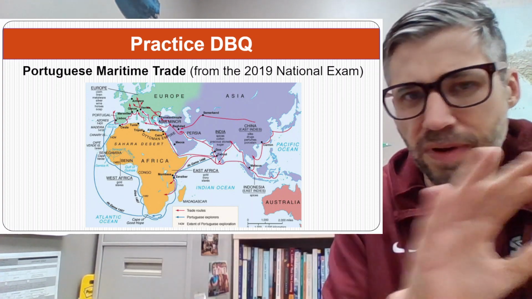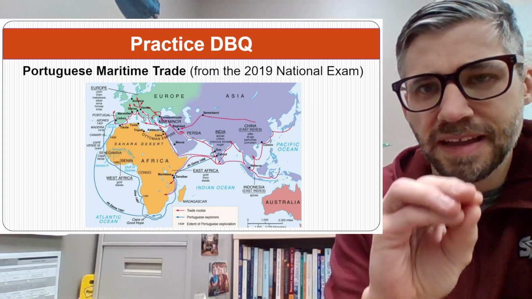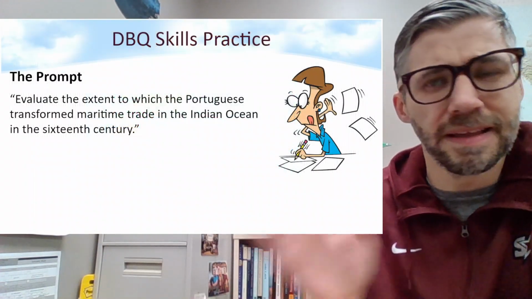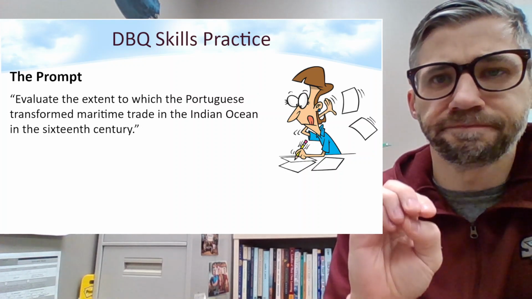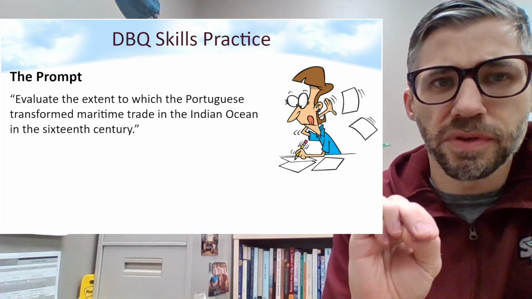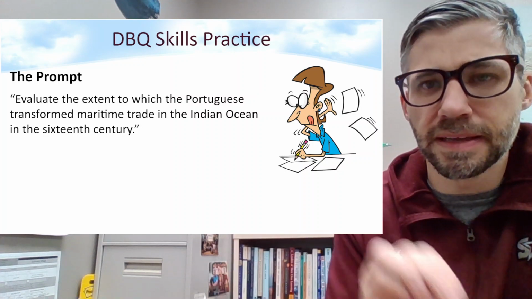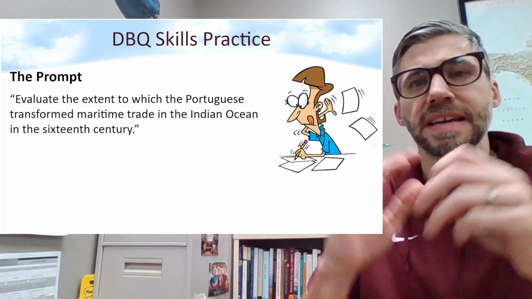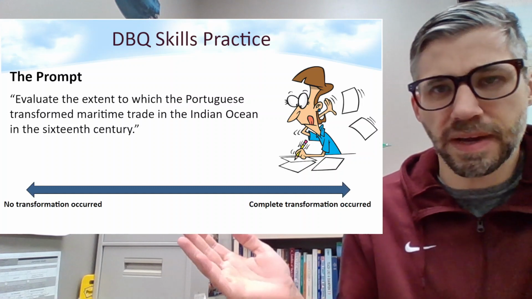So this has to do with this process of maritime empires. Again, European states establishing empires overseas. The prompt, again, if you're gonna do this on your own, just stick with me for a tiny bit longer. The prompt in this case, as you read it, says, evaluate the extent to which the Portuguese transformed maritime trade in the Indian Ocean in the 16th century. So that's the 1500s, right? We're looking in the Indian Ocean. To what extent did the Portuguese transform trade?